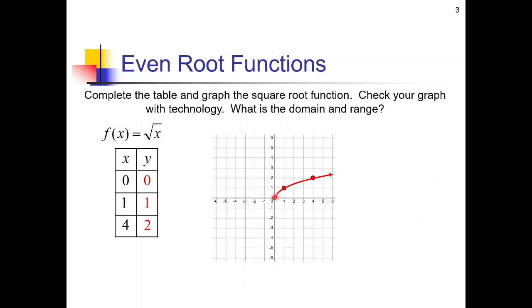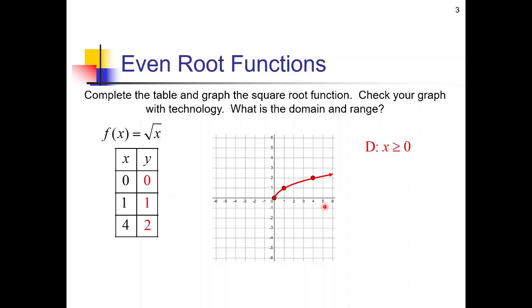Now what's going on with this endpoint? Think about what would happen if you tried to plug in -1 for the square root. You'd get an imaginary number which you cannot graph on the xy axis. So that's why we have to stop at 0, because any of the negative numbers aren't going to work out for us. So that actually gives us a domain of x greater than or equal to 0. Can only plug in 0 or positive numbers.